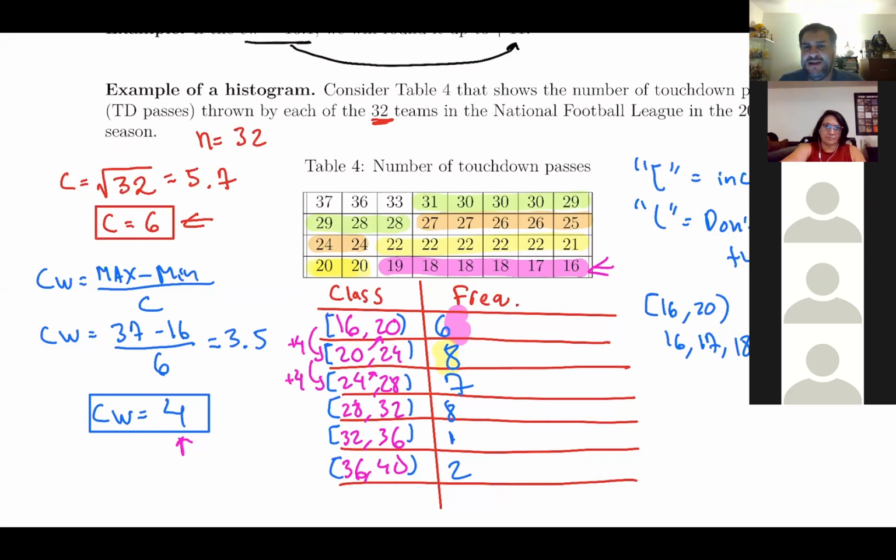Any questions on how we fill out this portion? All right. So the last thing we're going to do is the actual histogram, because this is just how to prepare ourselves to be able to do the histogram. But now that we have everything set up, we can go ahead and do the histogram.